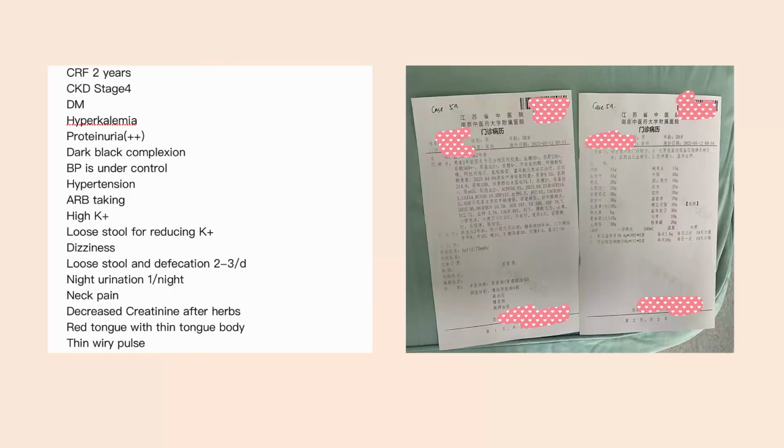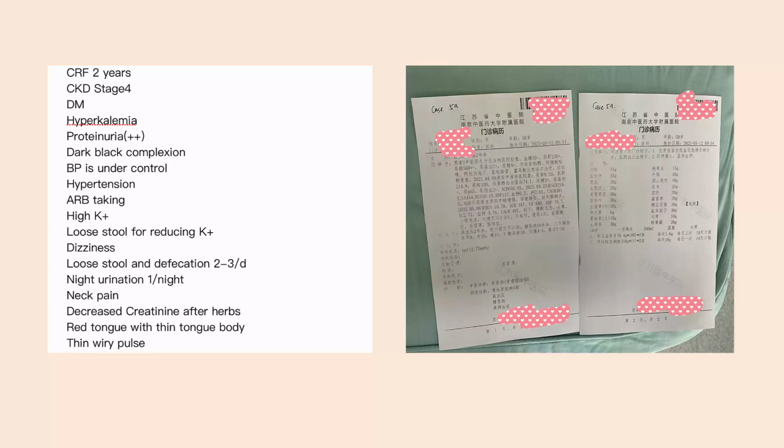Now let's take a look at the present symptoms. Proteinuria 2+, dark black complexion. His blood pressure is under control after taking the ARB for hypertension. He suffered hyperkalemia, so he took some Western medicine, which caused loose stool, dizziness, and defecation 2 to 3 times per day. That is also from the Western medicine.